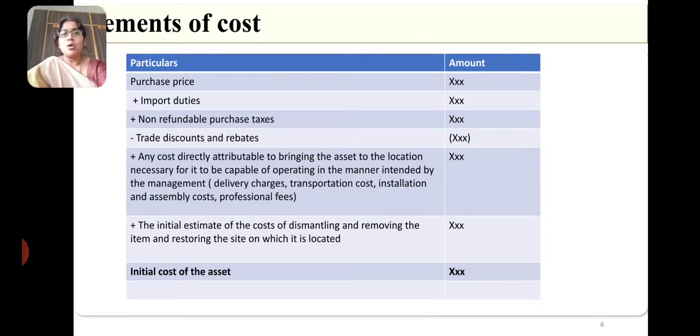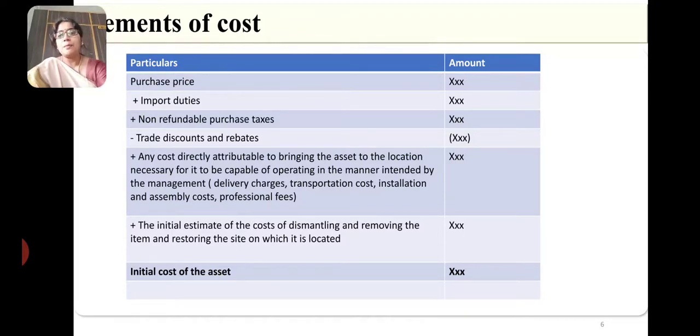Then along with all these we add any other cost which is directly attributable to bringing the asset to the location necessary for it to be capable of operating in the manner intended by the management. That means any other cost, you are paying for some technician, some installation, some amount of erection. Anything, delivery charge, transportation, assembly cost, professional fees, all that, if it is in connection with the purchase of the asset, should be added to the cost of the asset.